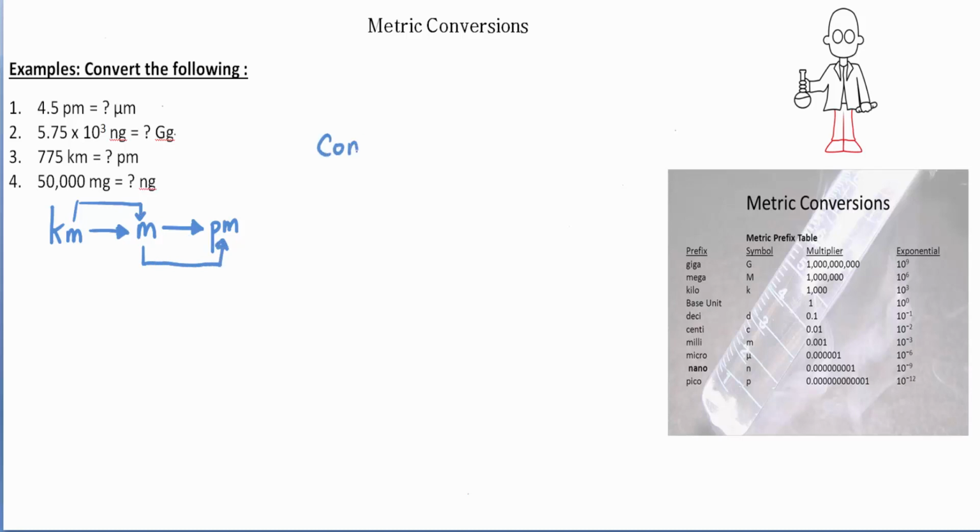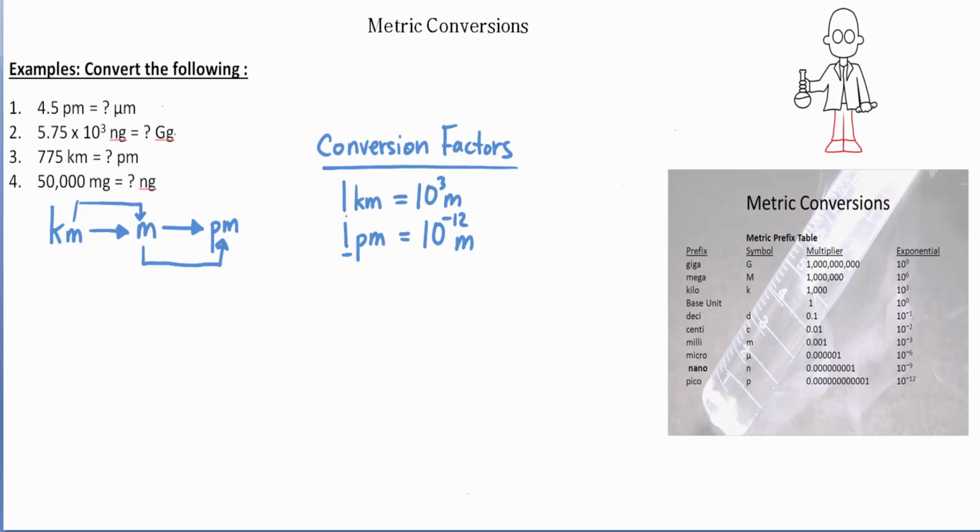What are our conversion factors? What two do we need? 1 kilometer is equal to 10 to the third meters, the 1 going with my metric prefix of kilo. And 1 picometer is equal to 10 to the minus 12 meters. Again, the 1 always goes with the metric prefix.